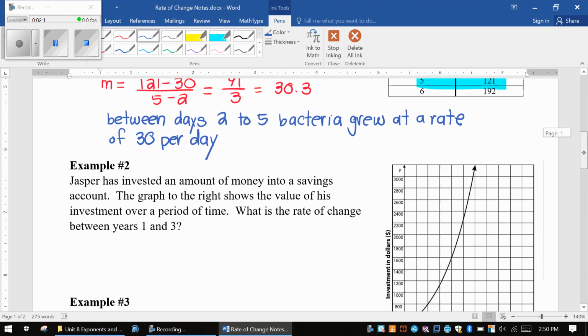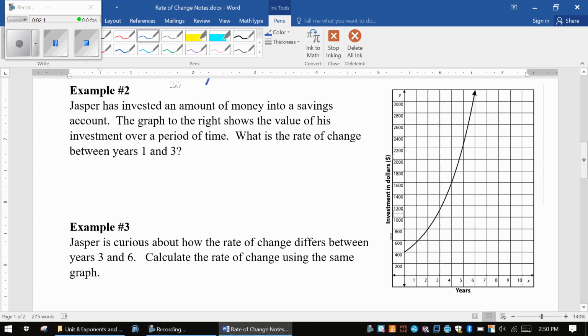All right, let's look at the second example. The second example is a little bit different in that we don't have a table of values, and we'll have to find the points which we're going to use for the rate of change from the graph itself. So Jasper has invested an amount of money into a savings account. The graph to the right shows the value of his investment over a period of time. What is the rate of change between years 1 and 3?